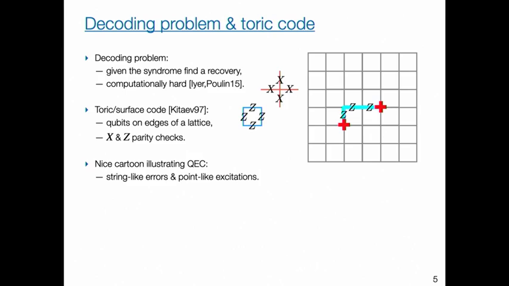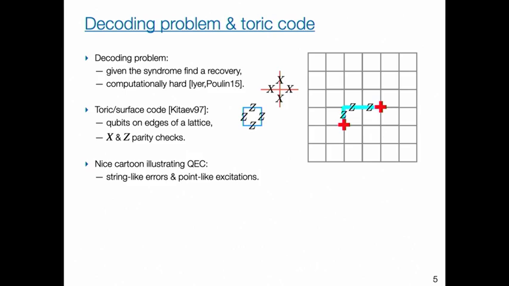But there's also a very nice cartoon illustrating how quantum error correction works with the toric code. So we can think of errors as string-like objects, and their signature will be the violated parity checks located at the endpoints of those strings. And you can think of those endpoints as point-like excitations. In the context of Floquet codes, we may see a very interesting physics story.